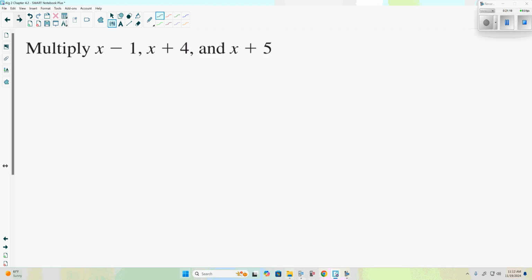We want to multiply x minus 1, x plus 4, and x plus 5. So the first thing we have to do, even though there's more than two of them, is we're going to write each expression inside a set of parentheses right next to each other being multiplied together.